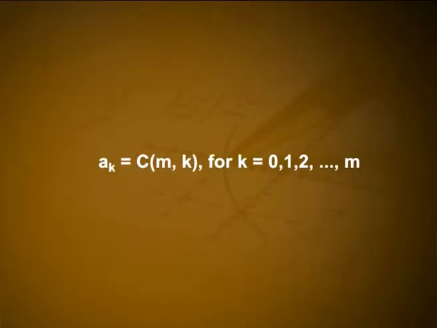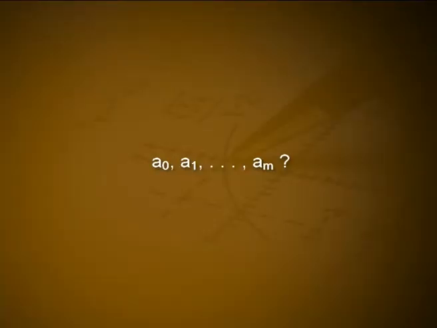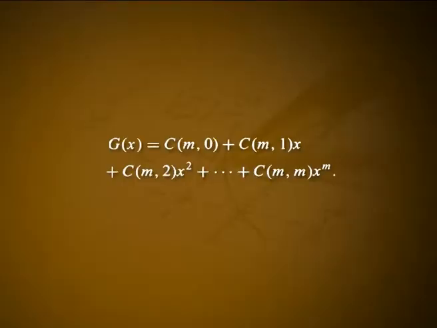Example: let m be a positive integer. Let ak = C(m, k) for k = 0, 1, 2, etc., m. What is the generating function for the sequence a0, a1, etc., am? Solution: the generating function for this sequence is G(x) = C(m,0) + C(m,1)x + C(m,2)x^2 + etc. + C(m,m)x^m. The binomial theorem shows that G(x) = (1 + x)^m.